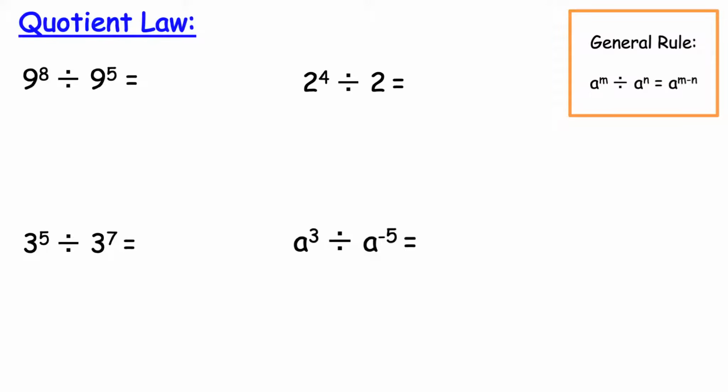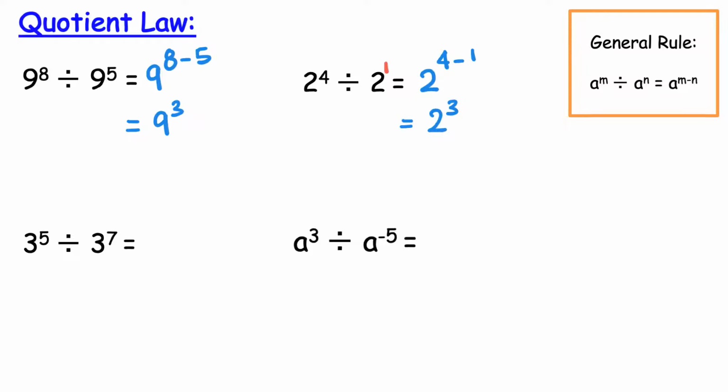So if we look at this one here where it's 9 to the power of 8 divided by 9 to the power of 5, well, we're subtracting the exponents, so really we have 9 to the power of 8 take away 5, which is going to give us 9 to the power of 3. And if we take a look at this one, 2 to the power of 4 divided by 2, don't forget that there's that invisible 1, so really it's like 2 to the power of 4 divided by 2 to the power of 1, which is just going to give us 2 to the power of 4 subtract 1, which is 2 to the power of 3.